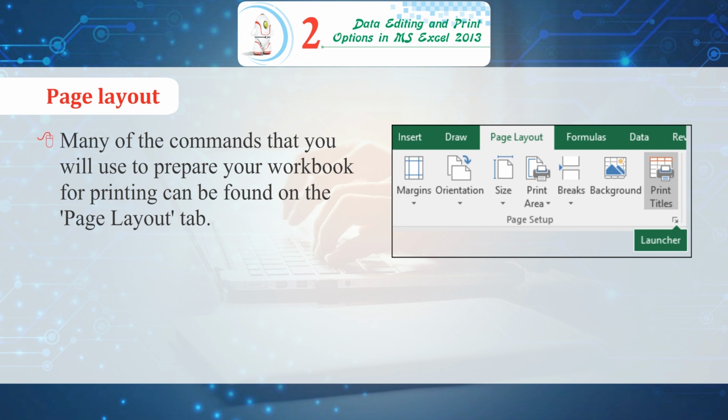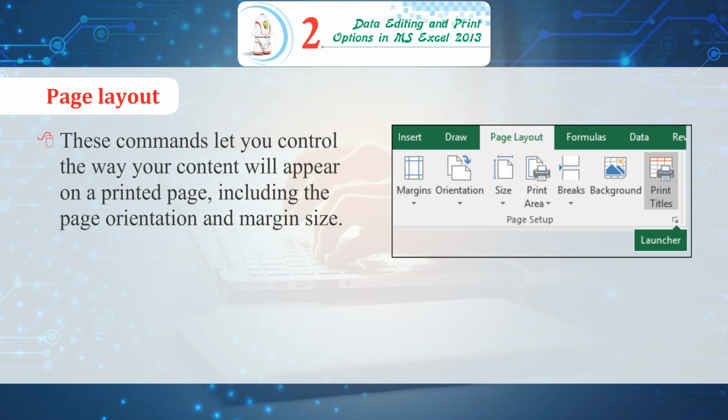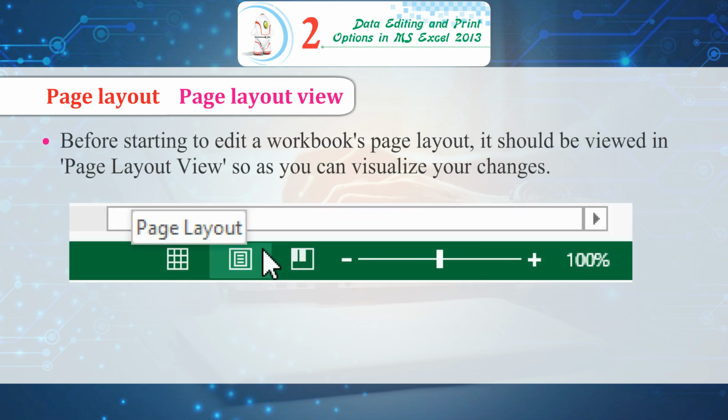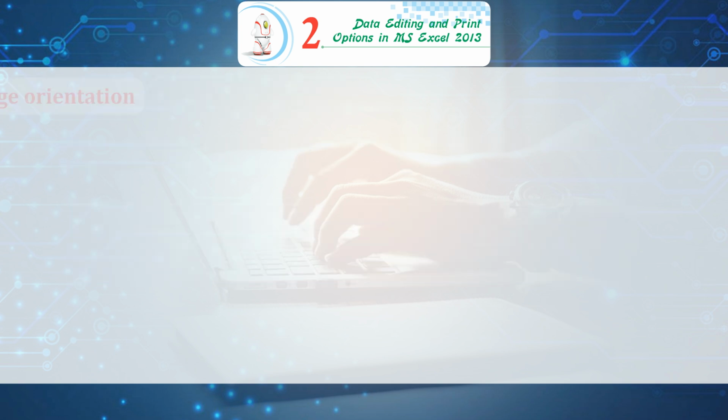Many of the commands that you will use to prepare your workbook for printing can be found on the Page Layout tab. These commands let you control the way your content will appear on a printed page, including the page orientation and margin size. Page Layout View. Before starting to edit a workbook's page layout, it should be viewed in Page Layout View so that you can visualize your changes. To access Page Layout View, locate and select the Page Layout View command at the bottom right corner of the workbook.